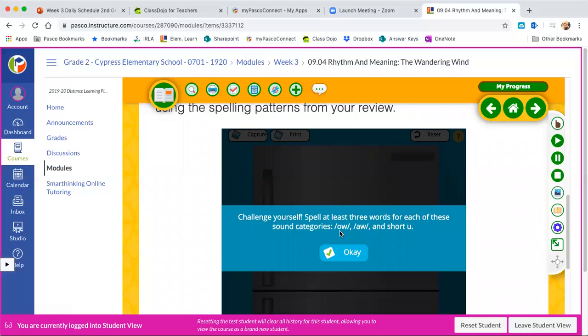OU and AW both say ow. AW, which says ah, like what you say when you go to the doctor and he wants to look at the back of your throat. Ah. And short U, the short U sound is... Okay, now these are actually going to go away when I click OK. So it might be a good idea to have a paper and pencil to write these 3 sounds that you're supposed to be making words with down.